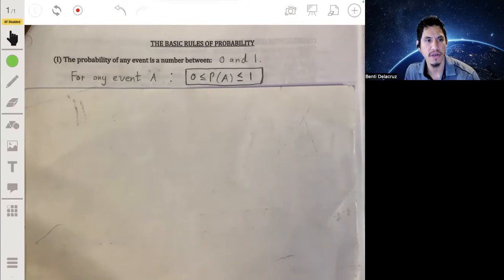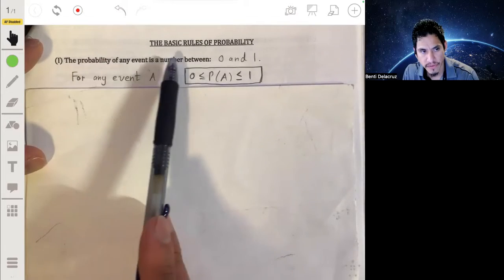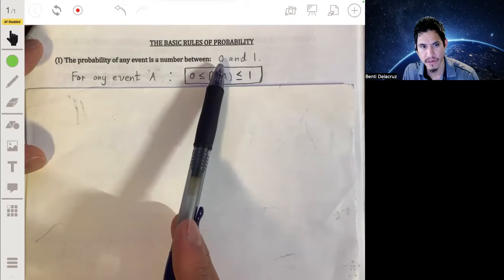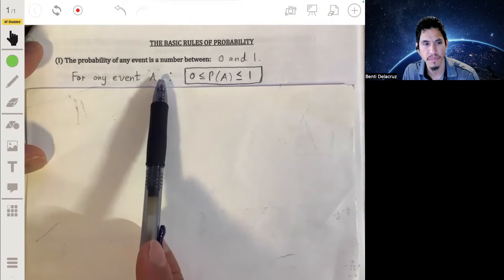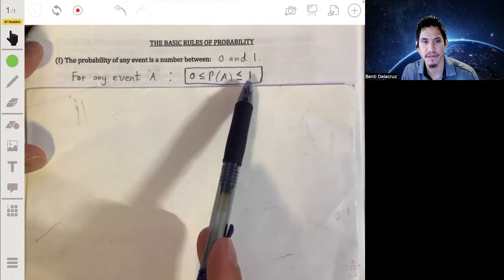Okay, so in this video, we're going to go over the basic rules of probability, and then we're going to go over a couple examples showing how we can use them to solve some problems. All right, so the first one says the probability of any event is always going to be between 0 and 1. 0 meaning that it never occurs, and 1 meaning that it always occurs. So for some event A, we say the probability of A is greater than or equal to 0 and less than or equal to 1.